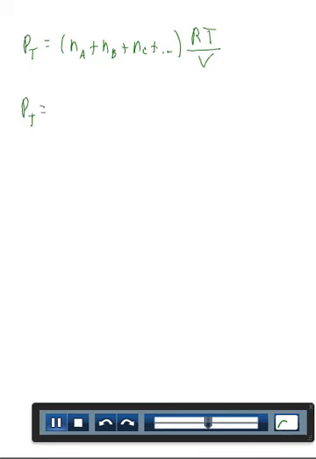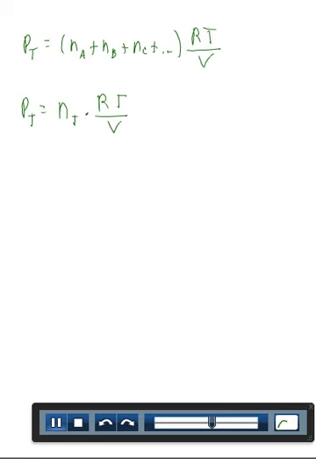So another way of writing that is just pressure total is equal to the sum of N_A plus N_B plus N_C plus however many components there are in the gas mixture times RT over the volume. So the way of writing that is saying pressure total is number of moles total times RT over V.